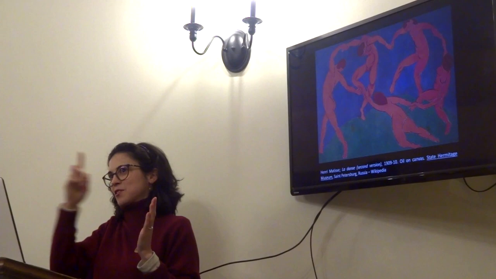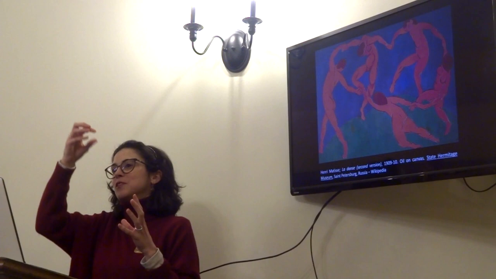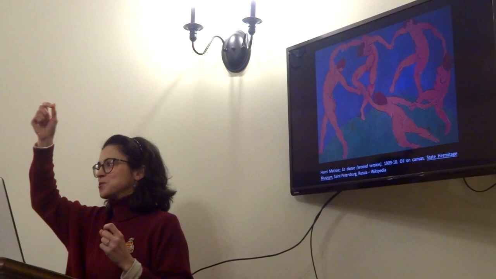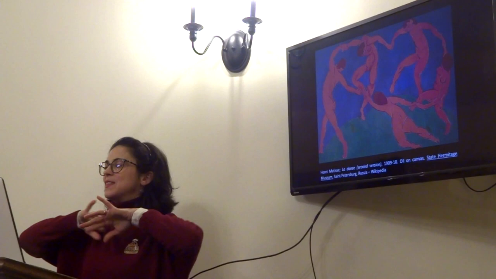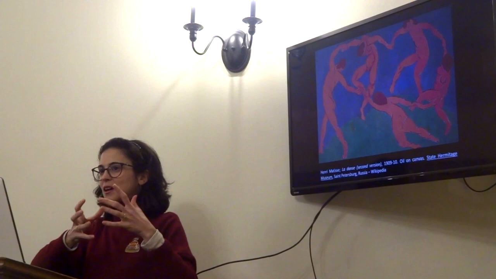It was all about achieving realism until they got to a point when it was impossible to get more hyper-realistic, and then they went almost backwards to take off what they considered superfluous, to go back to the most basic shapes, the most basic forms, and that's what Matisse is doing here.